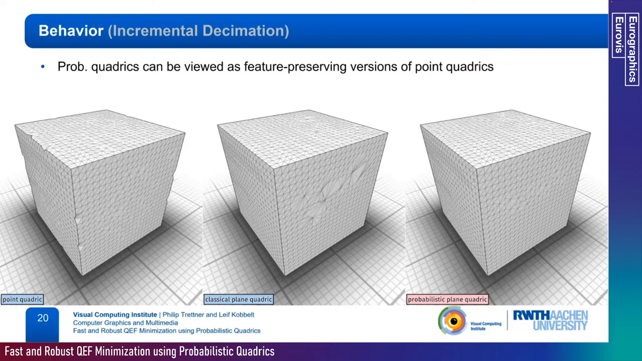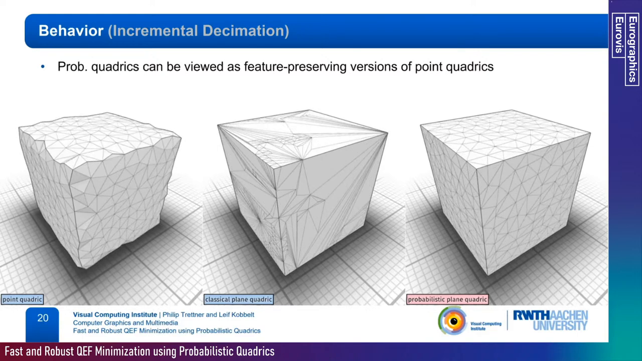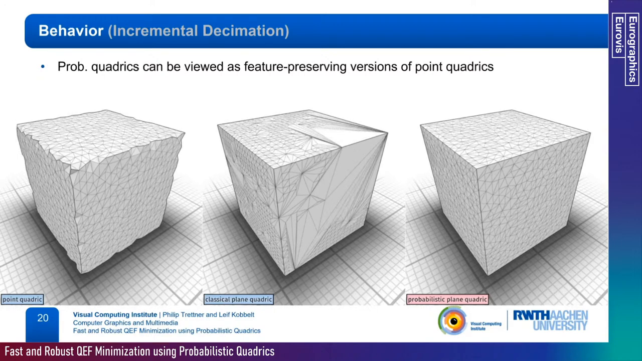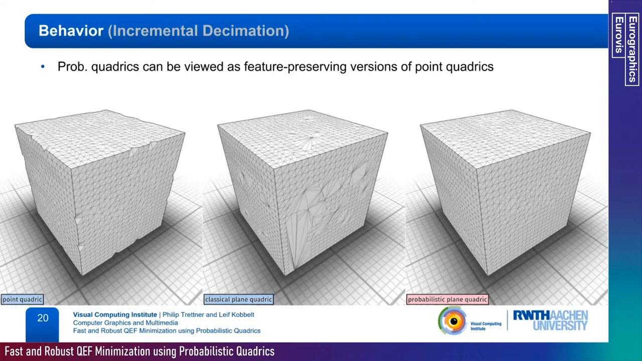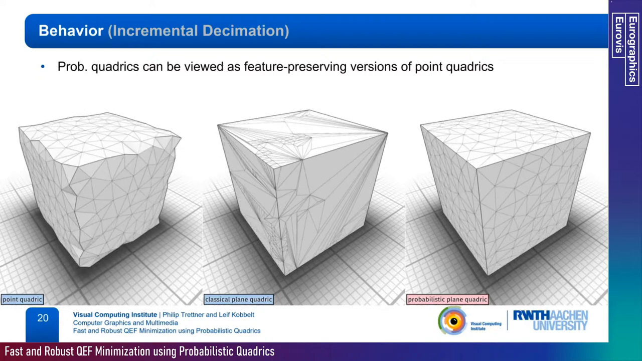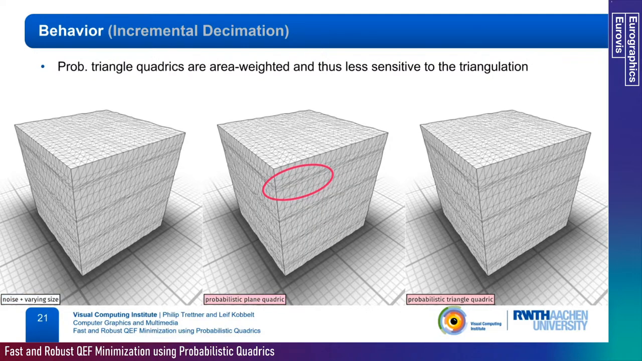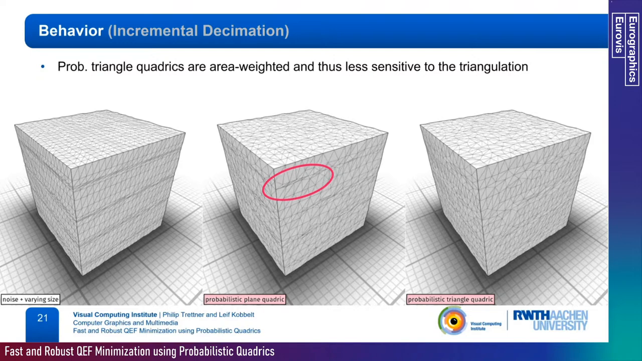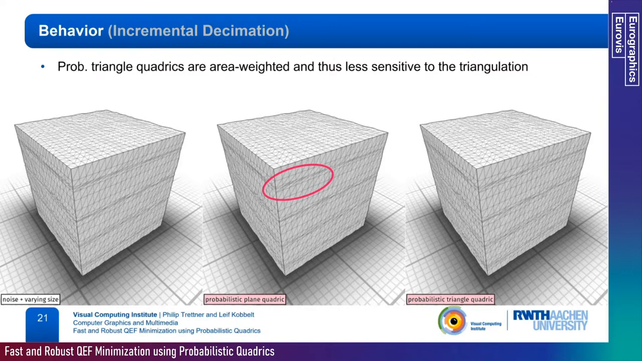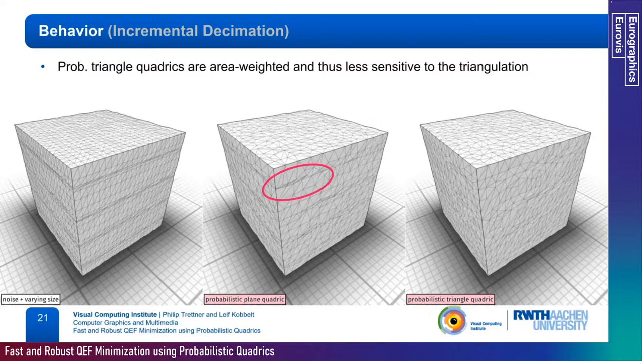In this experiment, we want to showcase the structure of our probabilistic plane quadric as the sum of a point quadric and the classical plane quadric. The point quadric itself is not feature preserving at all, but it produces more uniform triangulations, and our probabilistic plane quadric is basically taking the best of these two worlds. Showing the difference between the plane and the triangle quadric is not super easy, but in this experiment we've taken a mesh with a little bit of noise, but a varying size of triangles. And here, if you look closely, you can see that the plane quadric preserves the input triangulation more than the triangle quadric.